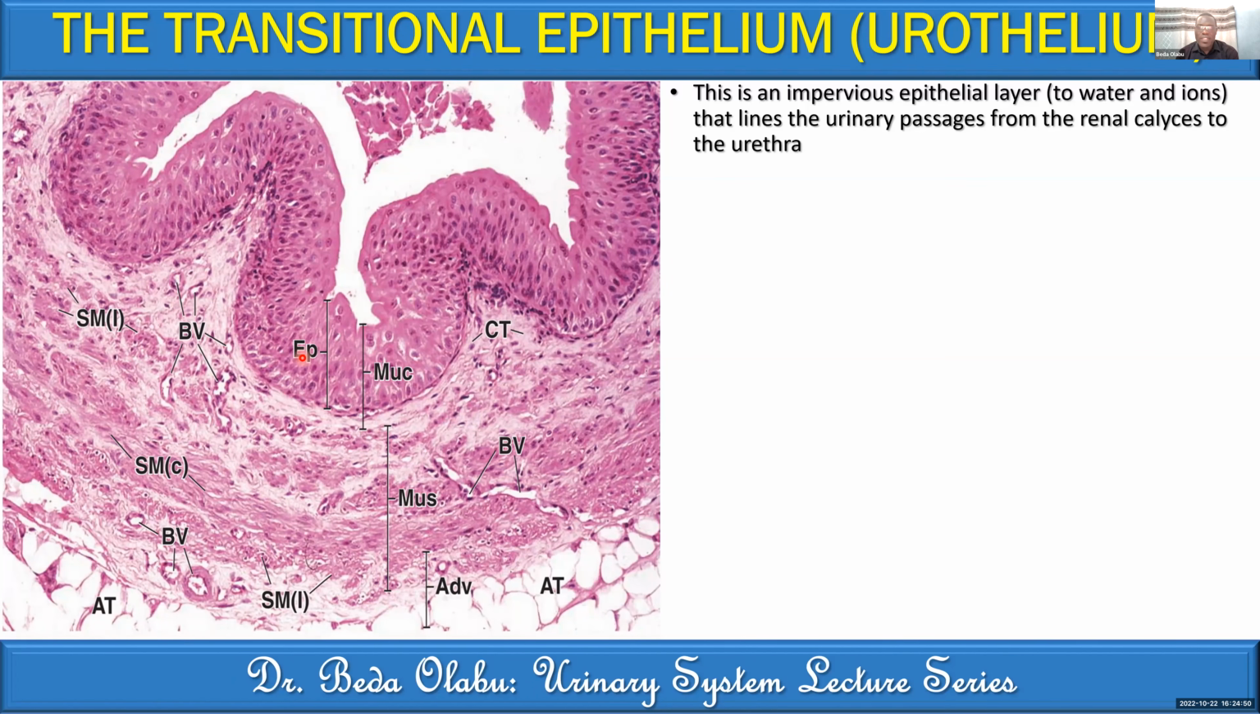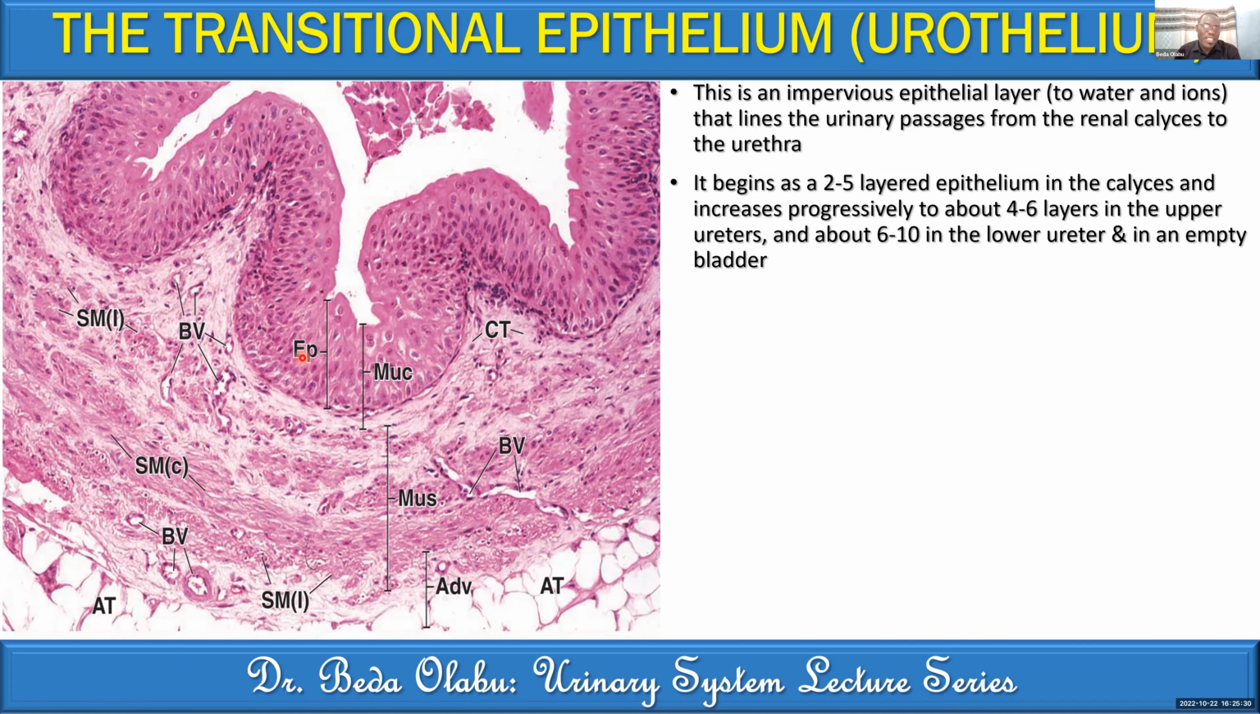The unique thing about this epithelium is that it is impervious to both water as well as ions, and we really need that to happen. Otherwise, you'll be having leakage of urine from the ureters back to the circulation. You'll be impairing the mechanisms of urine formation and excretion. So the urothelium is impervious to water and ions. It lines the urinary passageways all the way from the renal calyces to the urethra.